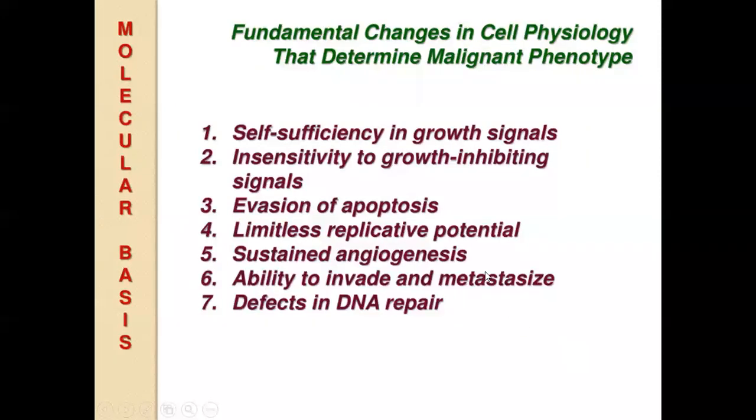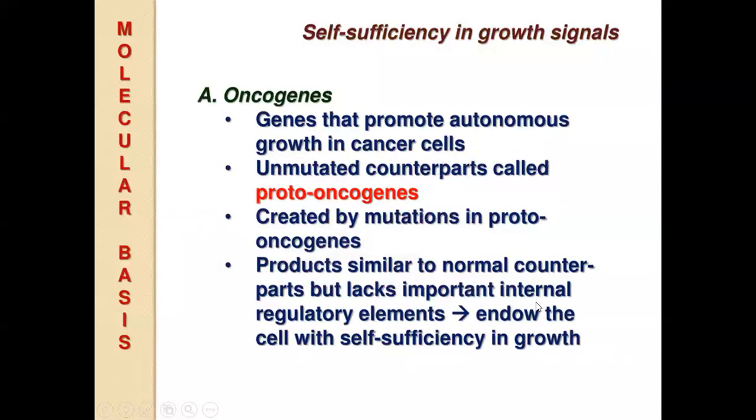As we discussed earlier, the fundamental changes in cell physiology that determine the malignant phenotype are: self-sufficiency in growth signals, insensitivity to growth inhibiting signals, evasion of apoptosis, limitless replicative potential, sustained angiogenesis, ability to invade and metastasize, and defects in DNA repair.